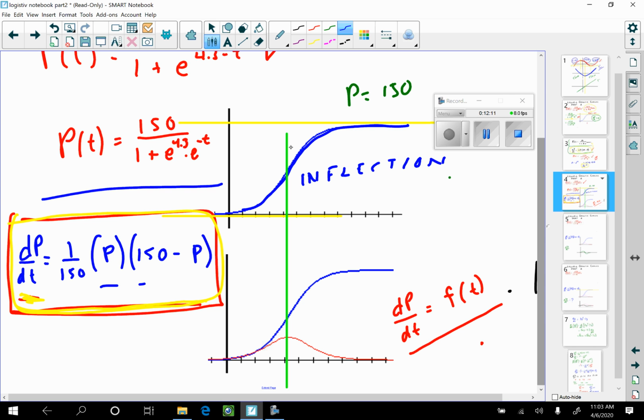That's when we see this graph, the population is increasing, increasing, increasing. Still increasing. The rate is still positive, but it's increasing slower. And that's what this graph means right here. Okay, and we looked at that.